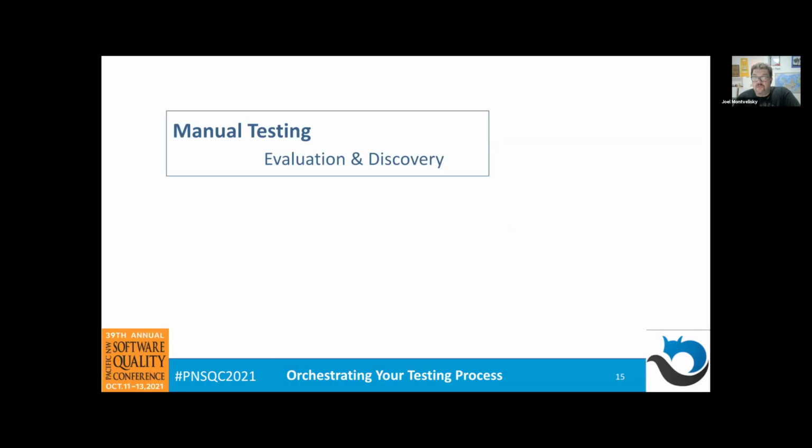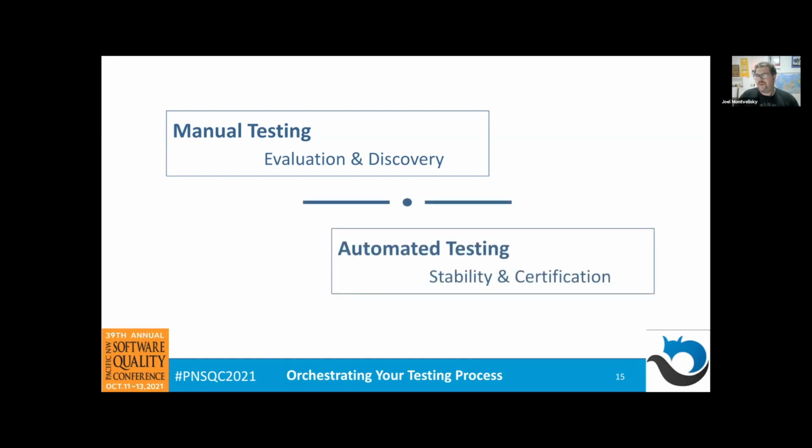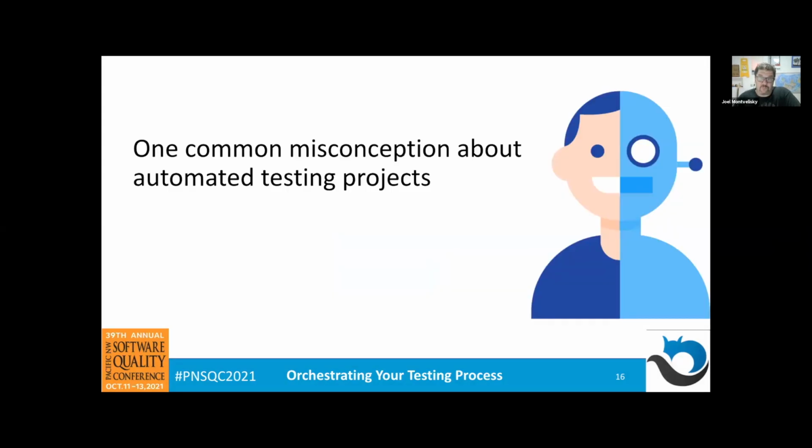So trying to condense all of this, manual testing is going to be a lot about evaluation and discovery, whereas automation is going to be a lot about stability and certification, whether the same tests are going to work correctly on all the different devices. We're talking here about completely different species, as I mentioned.